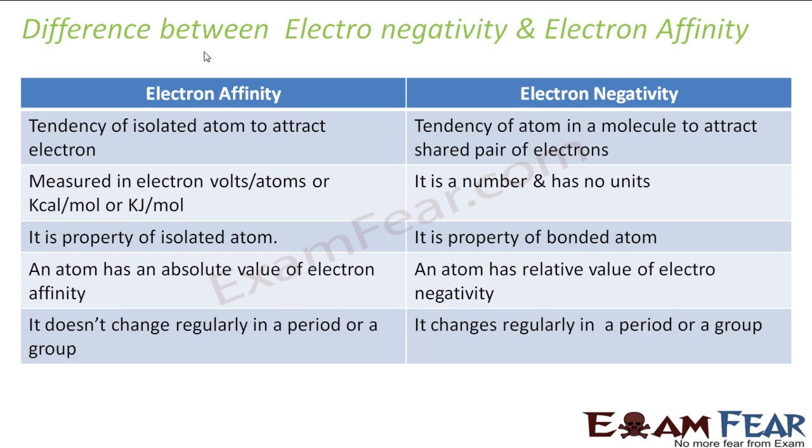So please don't get confused between electron affinity and electronegativity. Electron affinity, I told, is for an isolated atom to attract electron. Let's suppose a chlorine atom which has 7 outermost electrons. It has some affinity to attract an electron and become Cl minus, and has 8 electrons in the outermost shell and becomes stable. So this is called electron affinity. When we talk about electron affinity, we talk about an isolated atom. In case of electronegativity, we talk about a molecule.